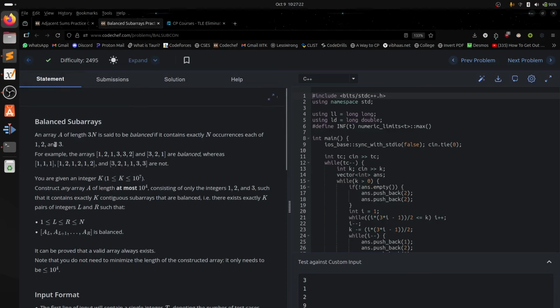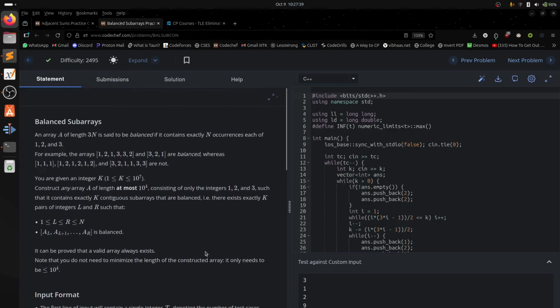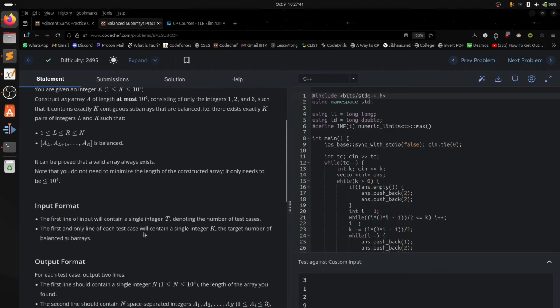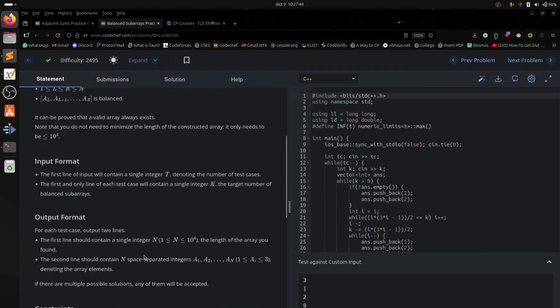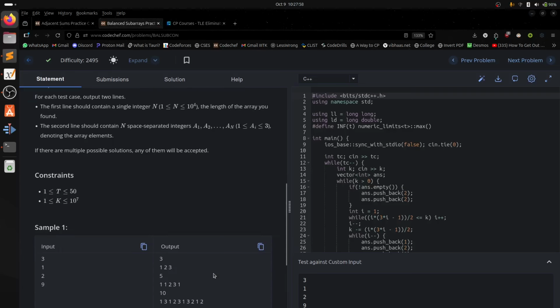Okay. You're given an integer k, which is from 1 to 10 power 7. We have to construct an array A of length at most 10 to the power 4, which has only the integers 1, 2, and 3, such that it contains exactly k subarrays which are balanced. Okay. So exactly k subarrays are there such that they have equal number of 1, 2, and 3. It can be proved a valid array always exists. Note, you don't need to minimize the length of the array. It just needs to be less than or equal to 10 power 4. If there are multiple possible solutions, any of them will be accepted.